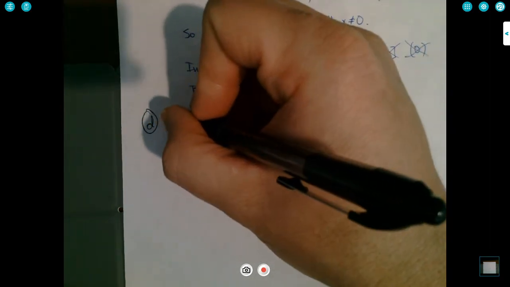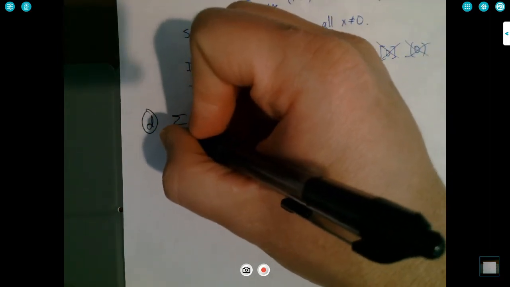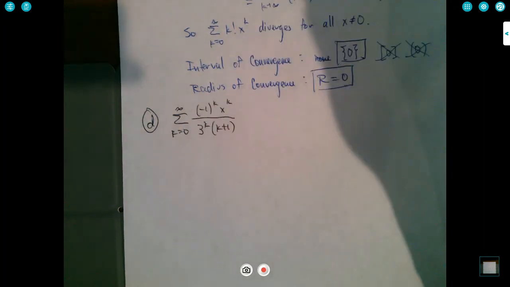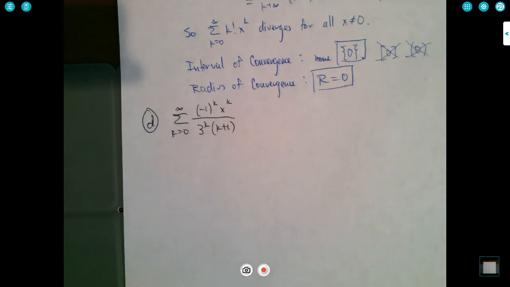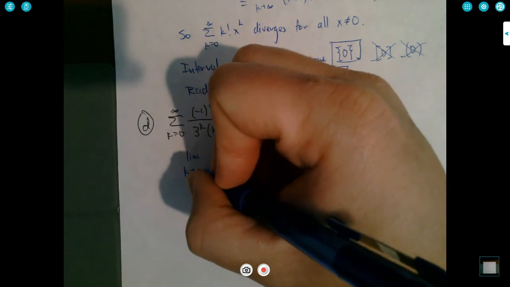Okay, let's do the sum from k equals 0 to infinity of -1 to the k, x to the k, over 3 to the k times k plus 1. Same deal here, right? We're going to apply the ratio test for absolute convergence.